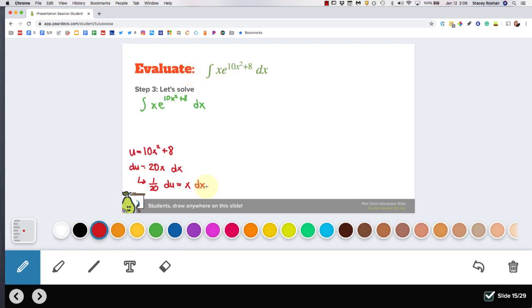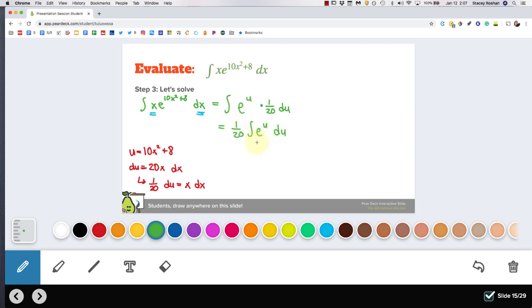Okay, I've just gone ahead and written what I had in the last slide so that we can solve it, because this is where we were at. So we were going to replace this x dx with the 1/20th du. So let's go ahead and do that. And then our u was this 10x squared plus 8, so we can rewrite e to the u. Let's take the 1/20th out.